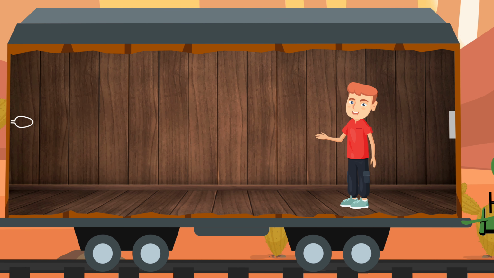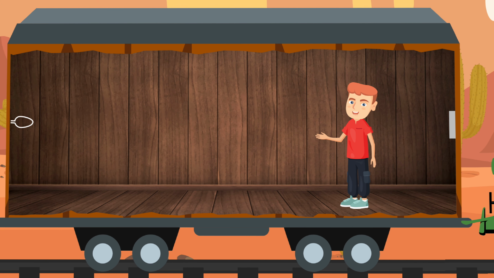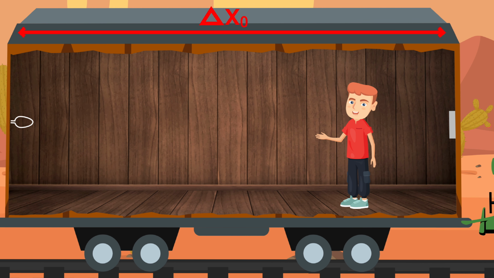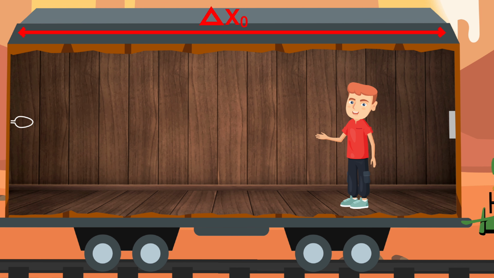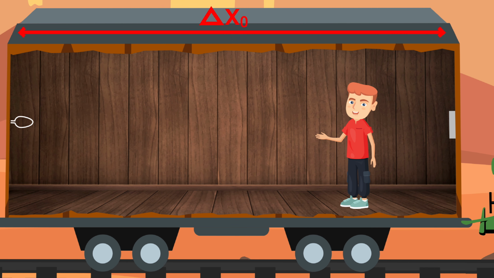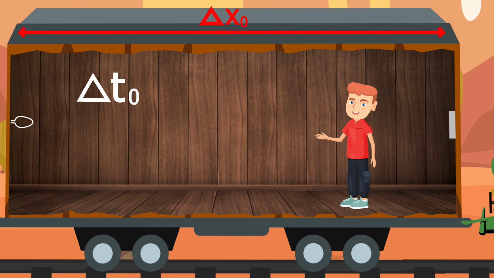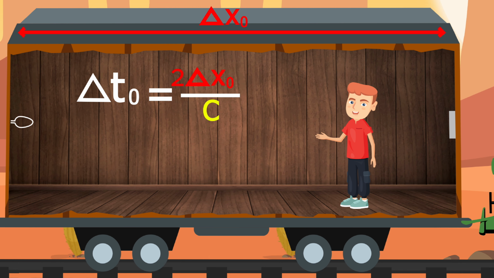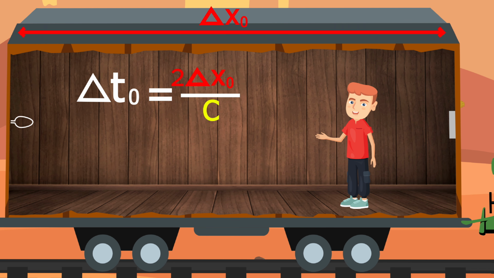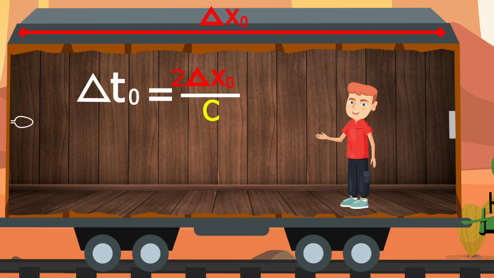Let's call the length that the light has traveled from Bob's perspective delta x naught, and the total time it takes from his perspective for the light to complete the round trip delta t naught. We know to calculate time, we need to divide the total distance by the speed of light. So delta t naught equals 2 delta x naught divided by c. Okay, that was from Bob's perspective.